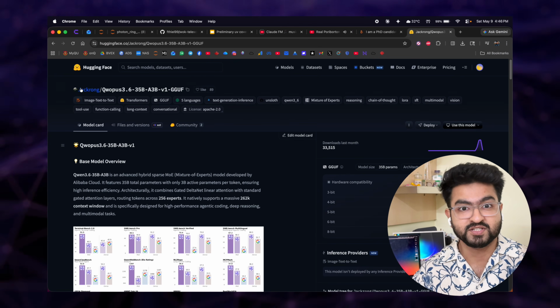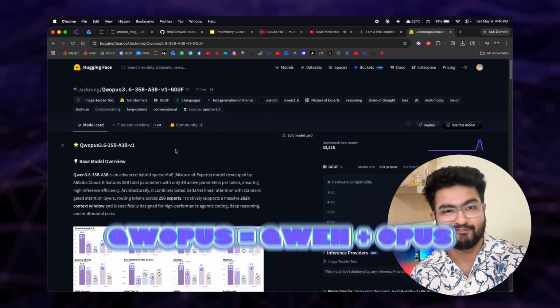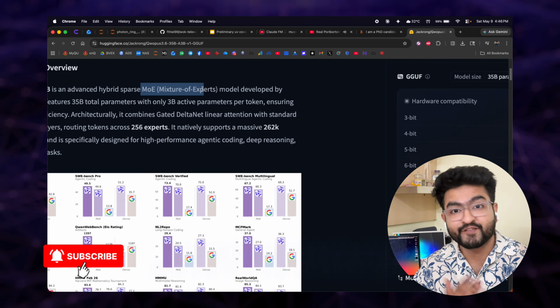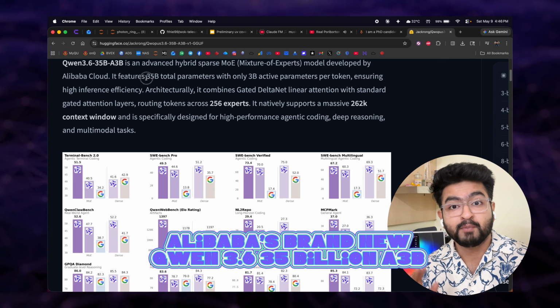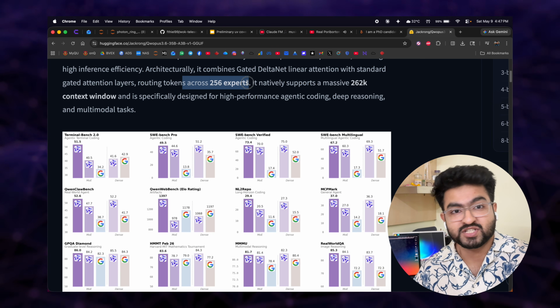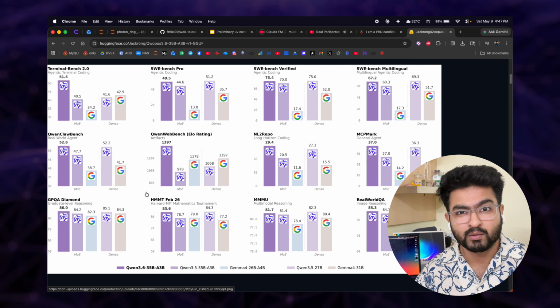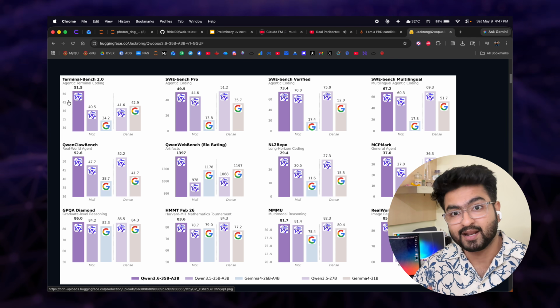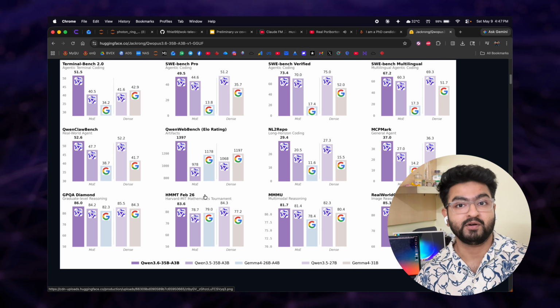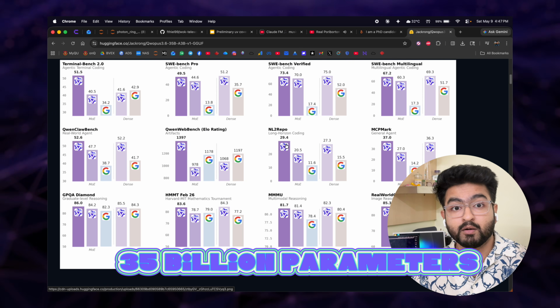So what's actually running on this machine? This is Qwopus. The name basically tells you everything. It starts as Alibaba's brand new Qwen 3.6 35 billion A3B model, which is a mixture of experts (MoE) model that activates only 3 billion parameters at a time. Even the full thing is 35 billion parameters, which is kind of already remarkable.